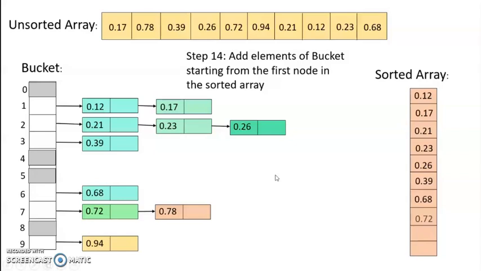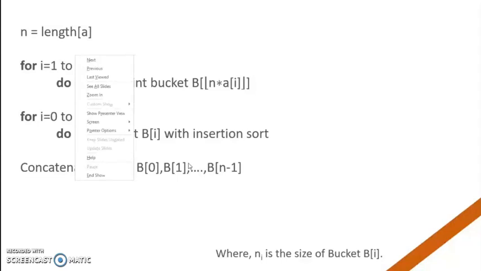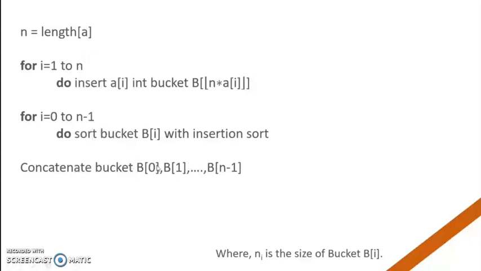The algorithm for this will be like this: we will first have an array A, and we will take n equal to the length of A, and we will insert each element into its corresponding bucket. In the second for loop, we will sort the buckets using any sorting algorithm, and at last we will assign the sorted buckets to the array back.